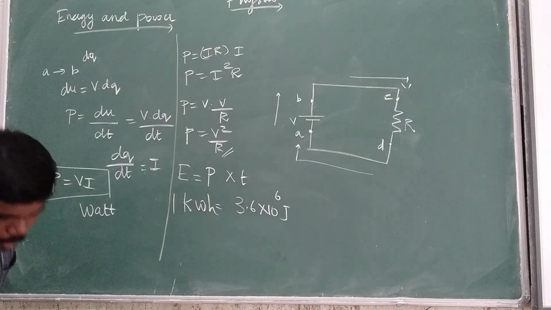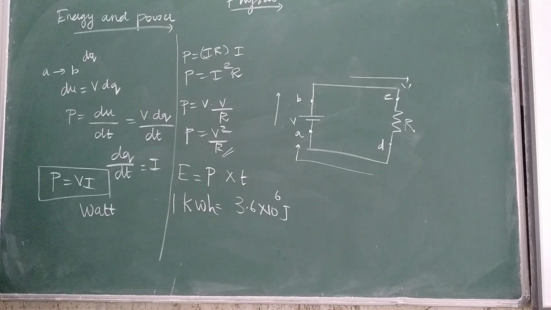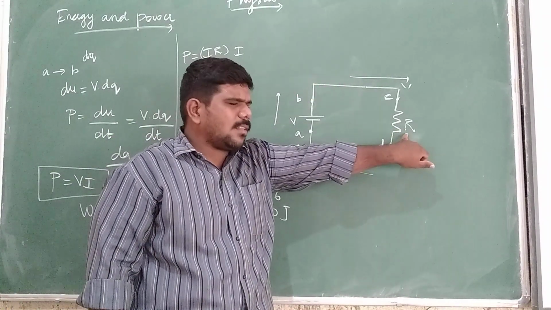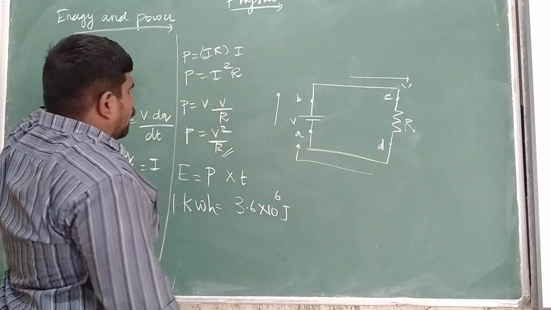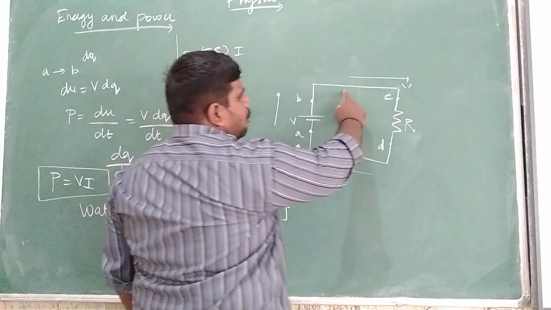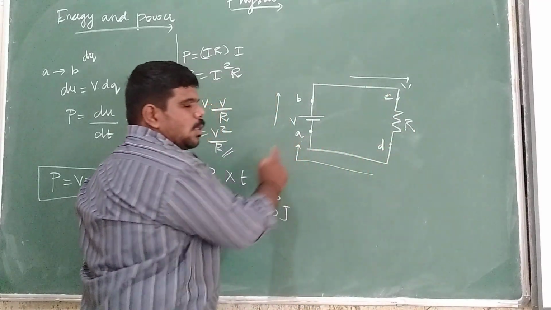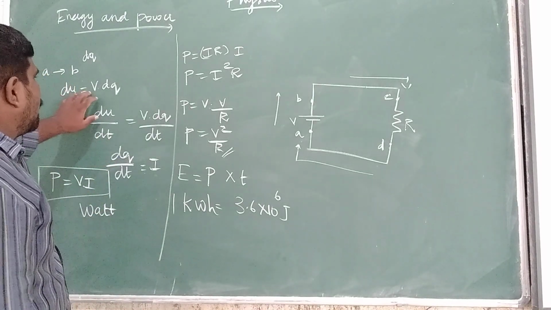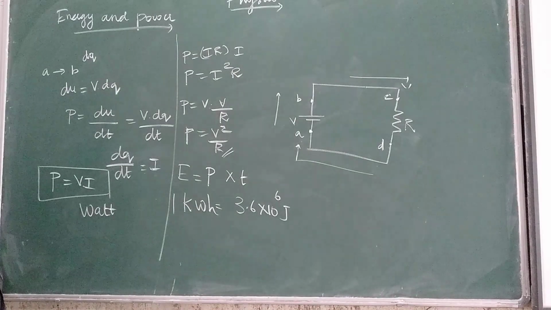And the unit of power will be watt, the unit of time will be second, and the unit of energy will be joule. But the unit of electrical energy is the kilowatt hour. So 1 kilowatt hour is equal to 3.6 into 10 power 6 joules.